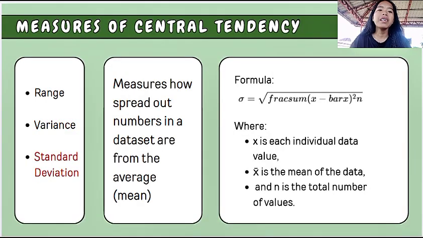Standard deviation is the square root of variance. The formula is sigma equals the square root of the summation of x minus x bar squared divided by n. Standard deviation tells us how much data values typically deviate from the mean. A small standard deviation means the values are close to the mean, while a large standard deviation means they are more spread out.